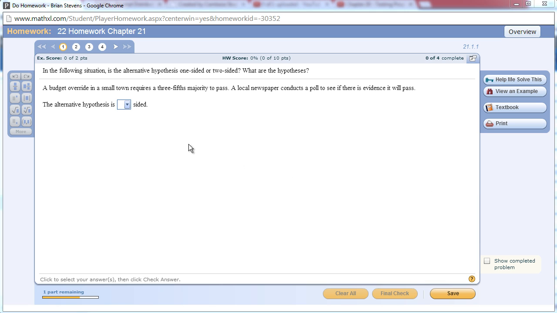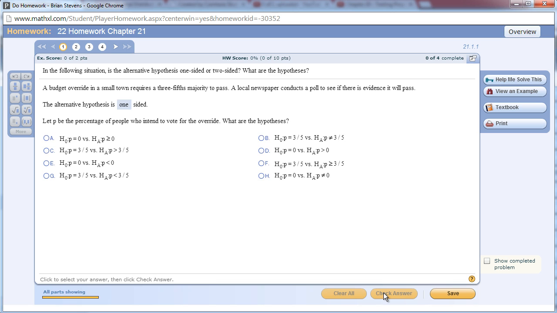So right here we see that a small town requires a 3/5 majority to pass a budget. A local newspaper conducts a poll to see if there is evidence it will pass. Once again, evidence goes with the alternative. Since we're looking to see if something will pass, we want a one-sided alternative that it'll be greater than. So let's make sure we write this out properly.